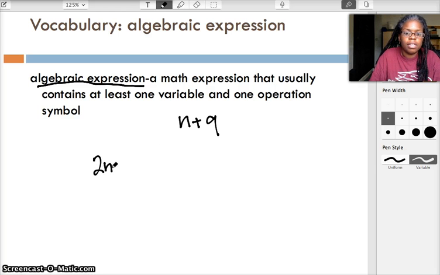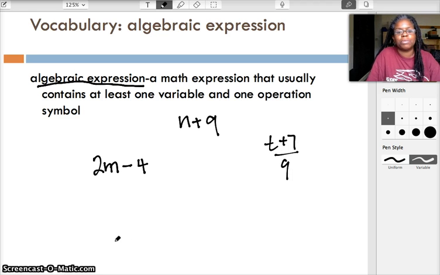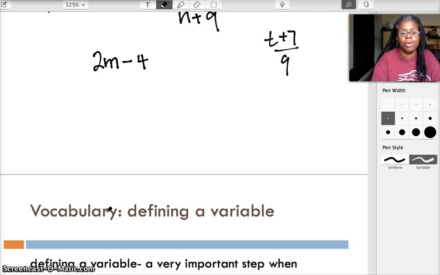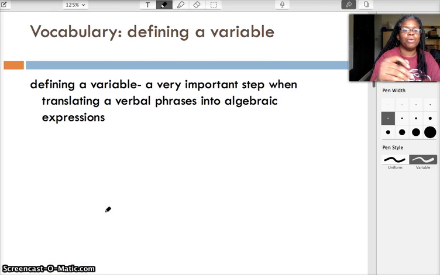So 2n, or let's use a different letter, 2m minus 4 is an algebraic expression. T plus 7 over 9, you got it, an algebraic expression. So these are things that you're going to see and you're going to be working with and creating. So defining a variable. This is a very important step in translating a verbal phrase into an algebraic expression. So when you have problems that you need to define a variable, you want to stop, think about what's going on, think about what you're being asked and define the variable as always representing a number. And you'll see that in a couple of instances in our examples in a moment.